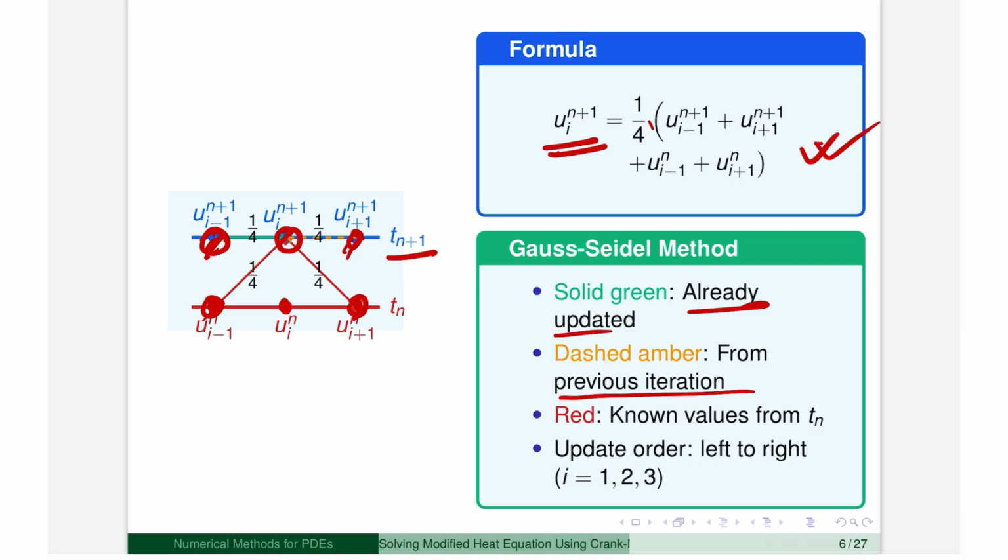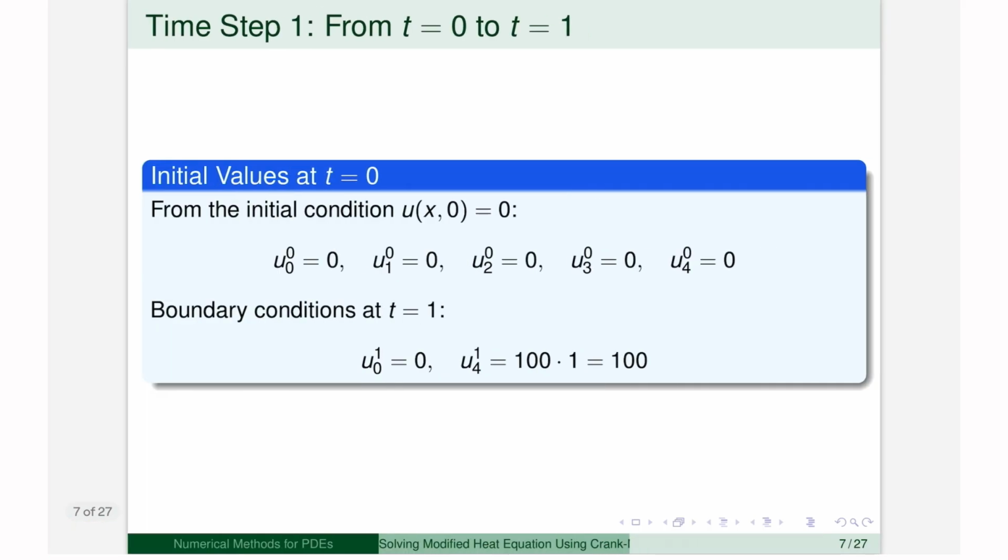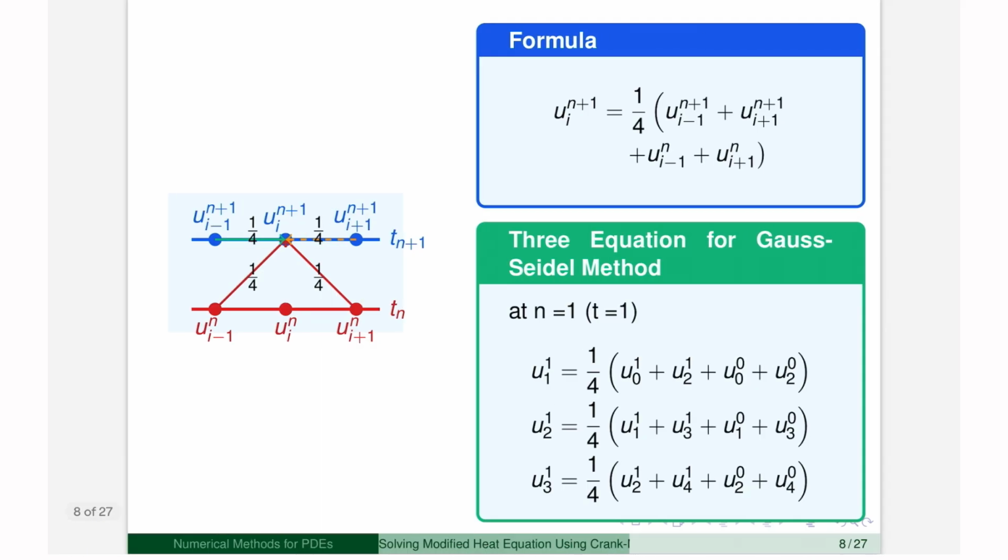Red are known values from tn, and the update order is from left to right. We will see that. The initial value at t equal to 0 we know already, so all are 0 from the initial condition, and the boundary condition at t equal to 1. From the boundary we know the values u01 and u41, that is given. When we take lambda equal to 1, we will have this equation. From this equation we get 3 equations, and we will use the Gauss-Seidel method on those 3 equations to get the node values.